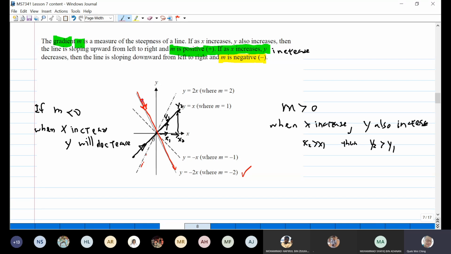Okay, so this one I think I can pass it to you. Actually the value here, the line when it's negative, the line goes down from left to right. When it is positive, the line goes up from left to right.